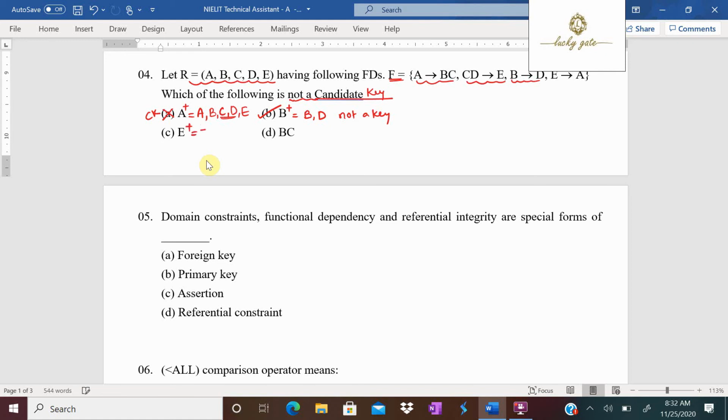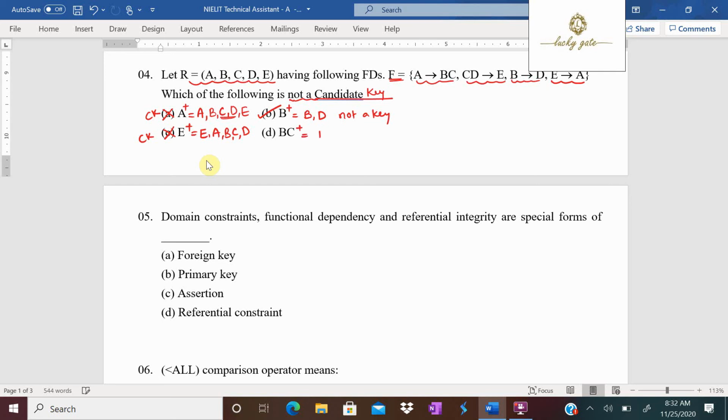What is E closure? E. Here you look. With E you will get A. With A you will get BC. With B you will get D. All attributes. So because it has all attributes, it is a candidate key. Because the question is not a candidate key, option C is incorrect.